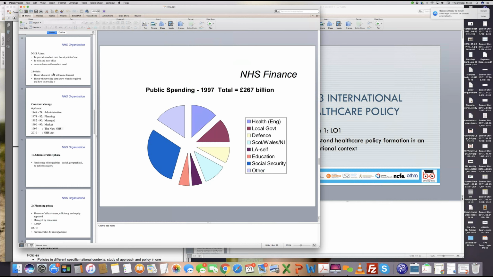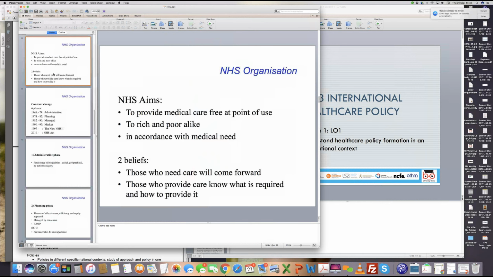Okay. So if I have to ask you, what does the NHS do? You have 2 or 3 simple bullet points. Things like it provides free medical care at the point of use. It is for rich and poor alike. It provides medical services in accordance with your needs. So this is the NHS.